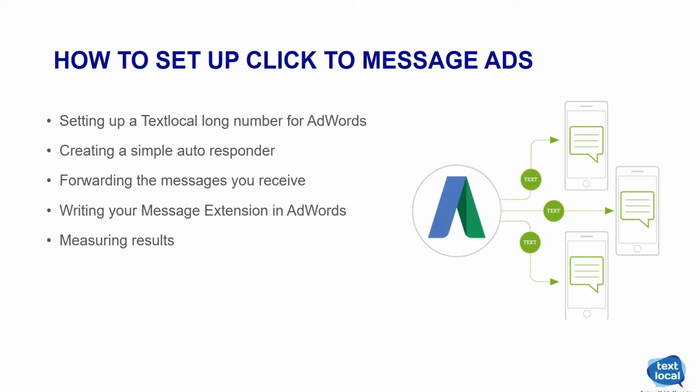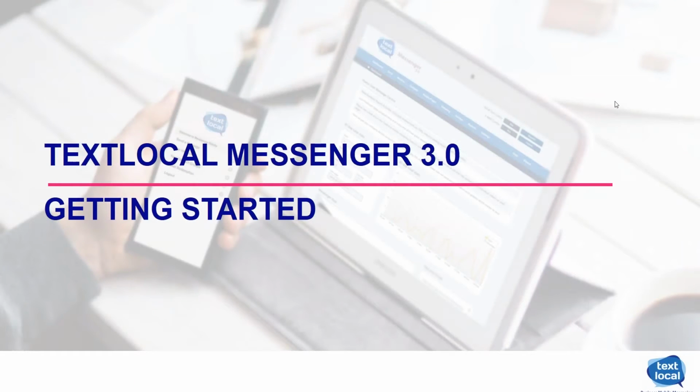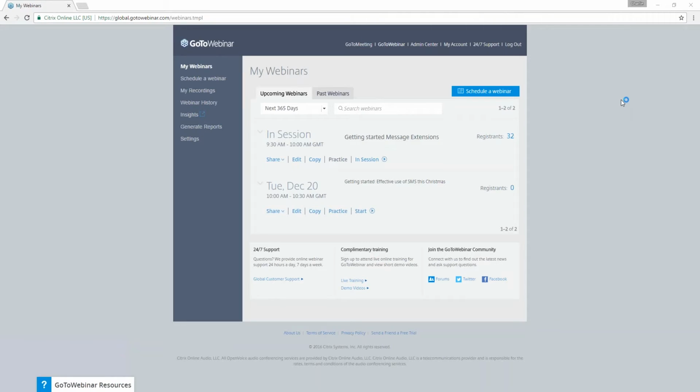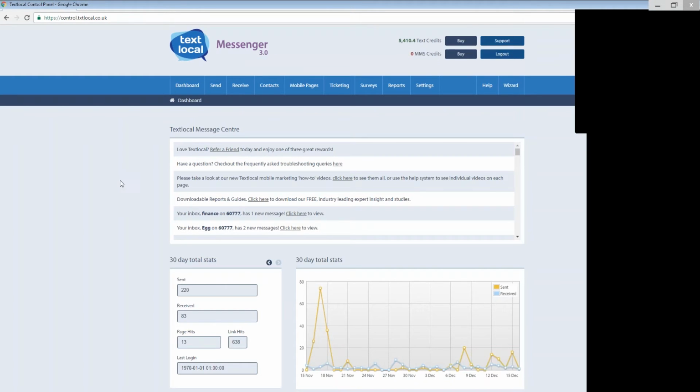So how do you get started? What we're going to do is I'm going to take you through a demo of how you can set up a long number in your Textlocal account, create a simple autoresponder, and forward the message you receive to either an email address or another number or even an API. And what Anna's going to do is just take you through a very simple guide to set up the extension in AdWords, including how to write your message, and then also how to measure your results.